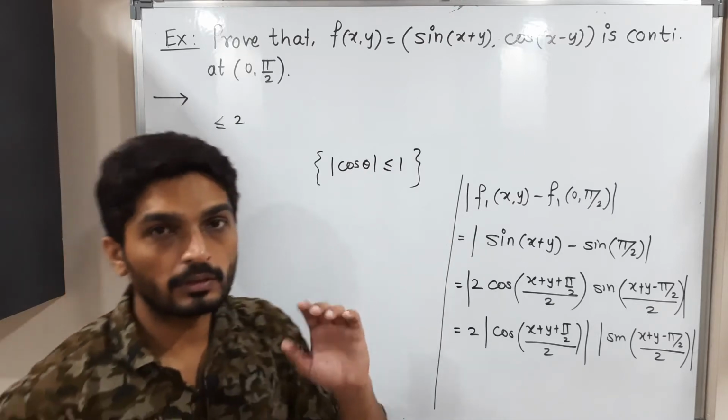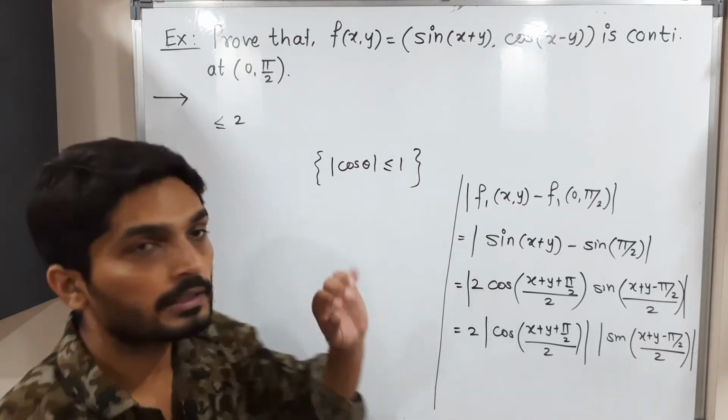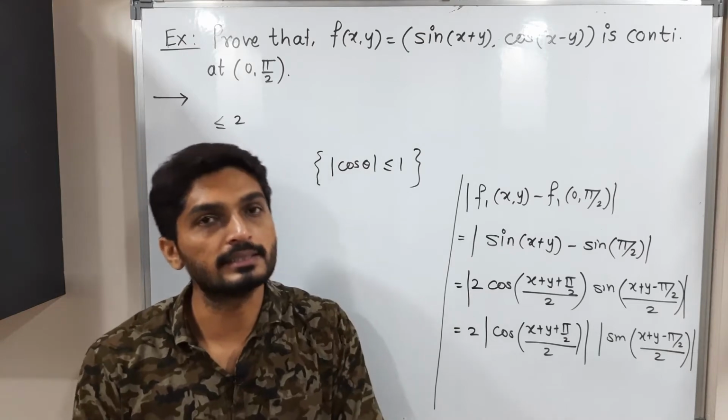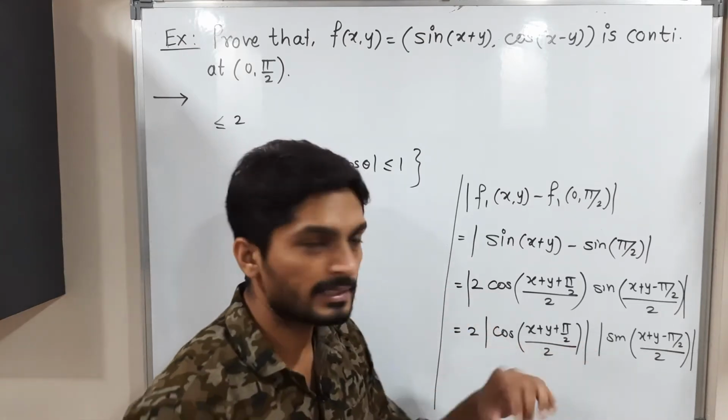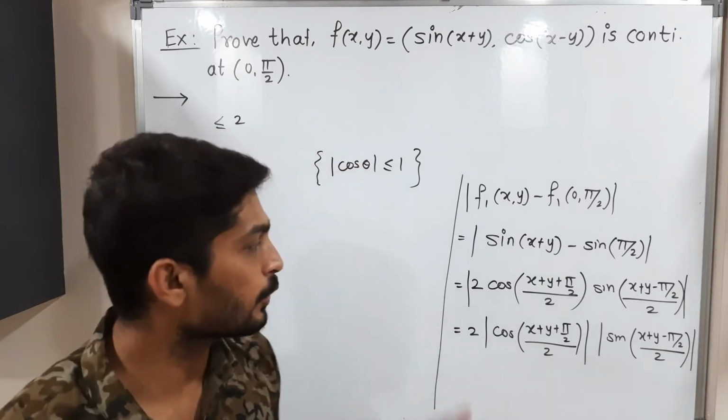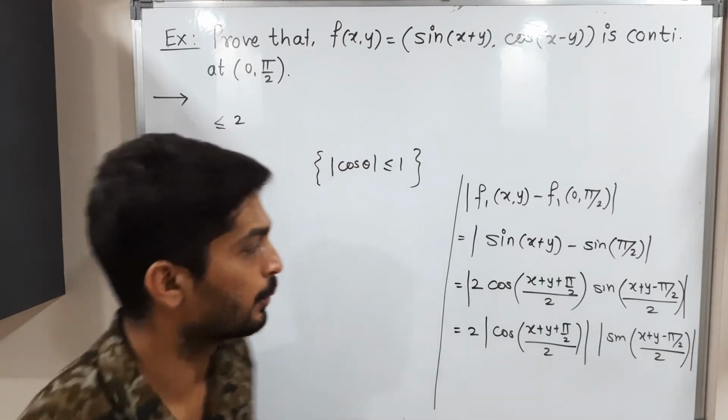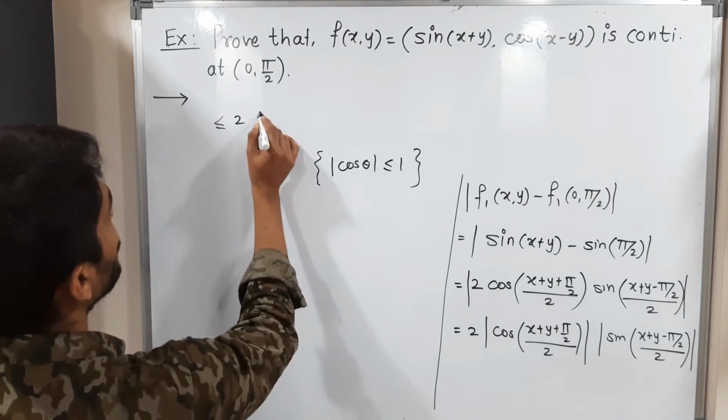This important thing I am going to use. Whatever the angle inside cos, doesn't matter, its mod value is less than or equal to 1. The angle is a little bit complicated, but no need to worry, cos is there, so its mod will be less than or equal to 1. So this is less than or equal to 2 into 1.